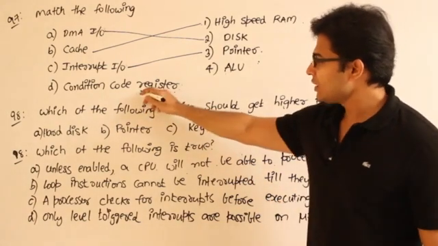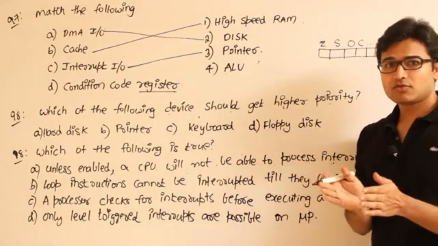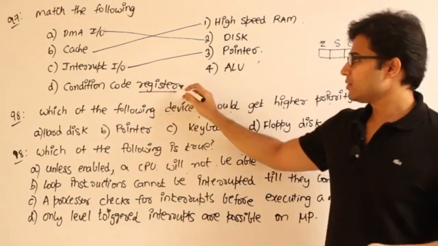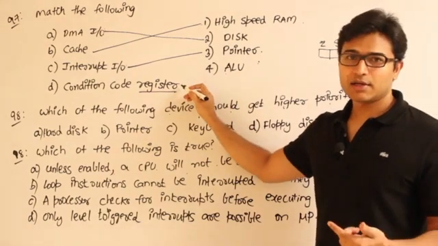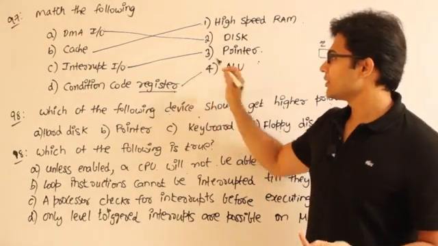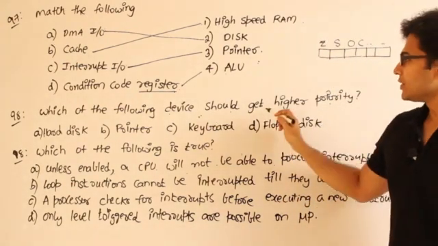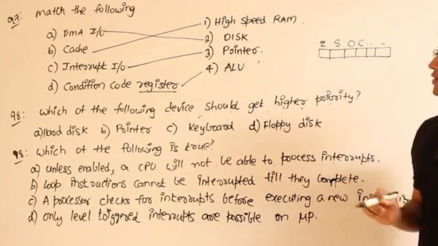Now why is it called a register? Because it is a collection of flip-flops, that is the reason it is called a register. Now this one will be present inside the ALU, arithmetic and logic unit, so we have to connect them like this. Okay, and the next one is, which of the following devices should get higher priority?